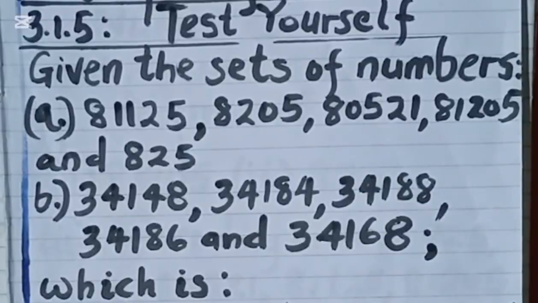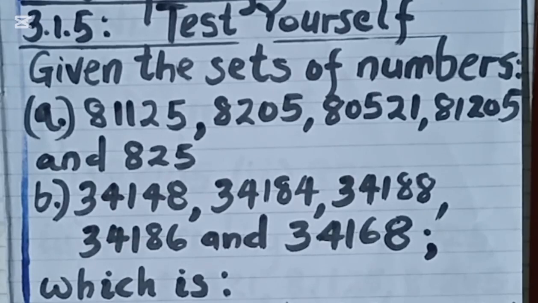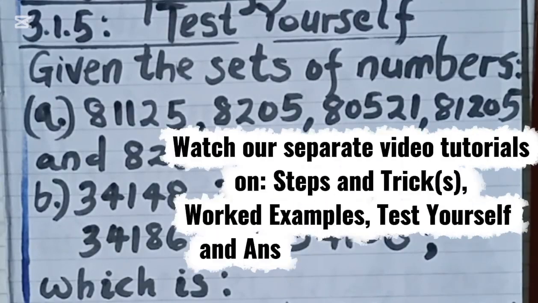In this test yourself section of comparing whole numbers, you are given two different sets of numbers, A and B, and you are required in each of them to find the largest number, smallest number, and also to arrange in ascending and descending order of magnitude. Enter your answers in the comment section and I will check them out.